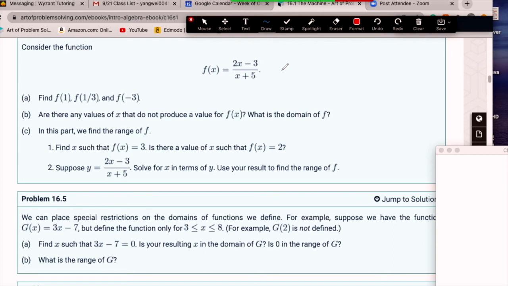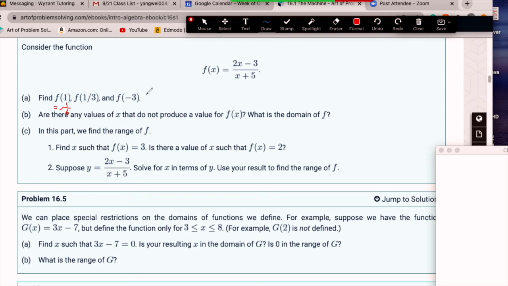So in this case, now let's see the values for these three numbers. When x equals 1, we get 2 times 1, which is 2, minus 3, that's negative 1, divided by 1 plus 5, that's 6. So we get negative 1 over 6. This is the value for f(1).